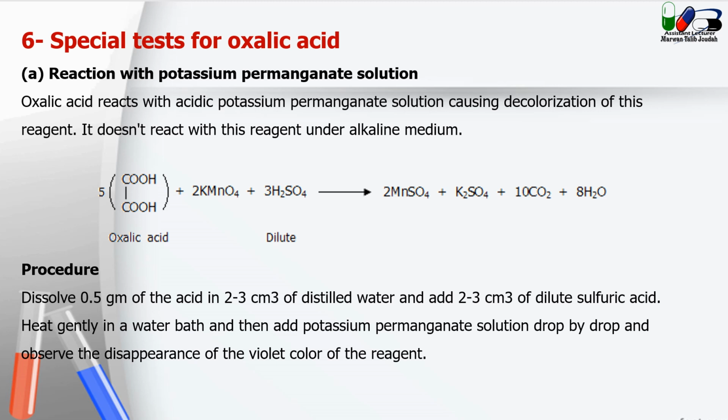Oxalic acid has more than one test. First of all, reaction with potassium permanganate solution. So oxalic acid reacts with the potassium permanganate solution, causing decolorization, the same as with the potassium permanganate in the old tests we took a little while ago. It does not react with this reagent under alkaline media.